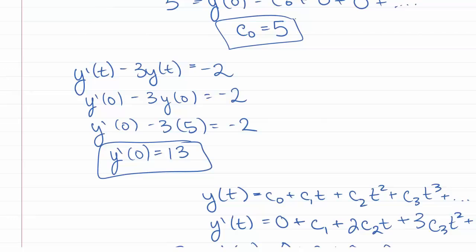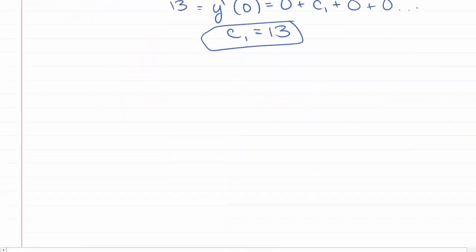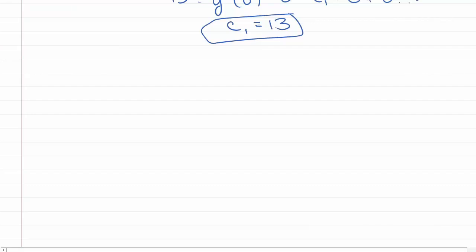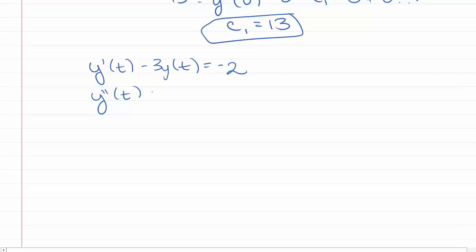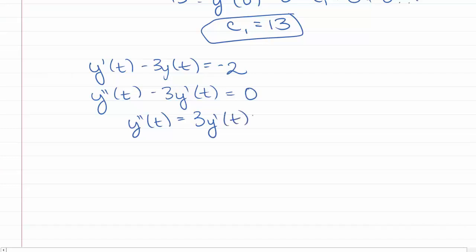Well, what about the rest of them? What about the second derivative, the third derivative, the fourth derivative? Well, we know that y prime of t minus 3y of t is equal to negative 2. So taking the derivative of both sides, y double prime of t minus 3y prime of t is equal to 0. That tells us that y double prime of t equals 3y prime of t, which means that y double prime of 0 is 3 times y prime of 0, which is 3 times 13.